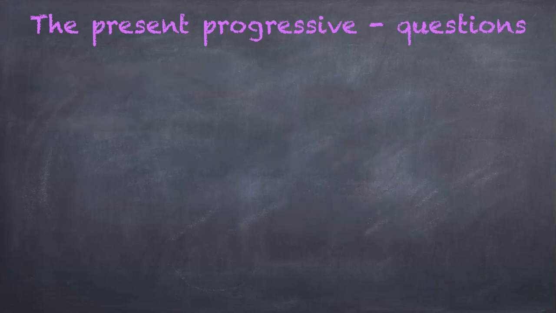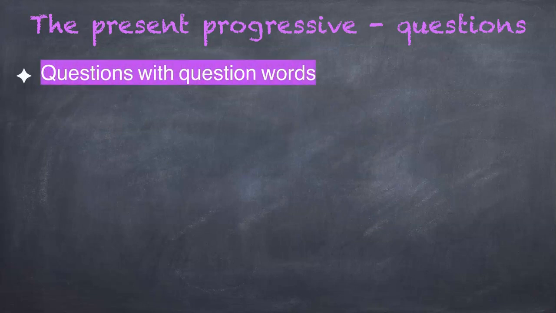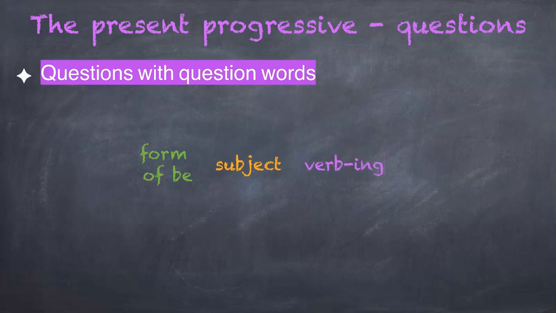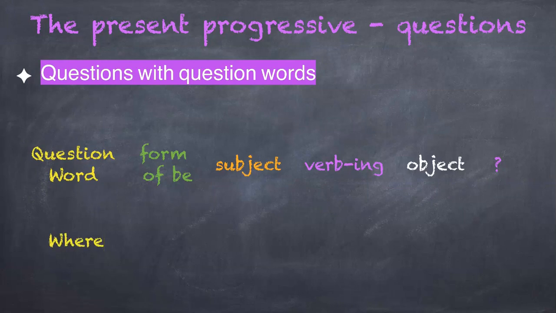And now we look at questions with question words. First, we look at the structure. The structure is almost the same as questions with yes, no, short answers, because you have the form of be, you have a subject, you have the verb in the ing form, an object, and a question mark in the end. The only difference is you have a question word at the start.